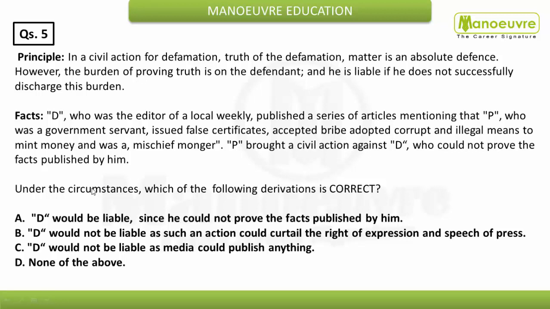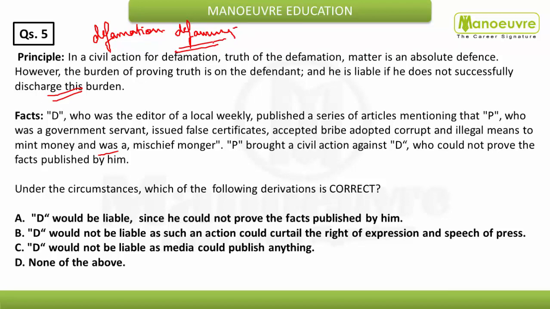Going ahead with the last question. Principle says in a civil action for defamation, truth of the defamation matter is an absolute defense. However, the burden of proving truth is on the defendant and he is liable if he does not successfully discharge this burden. Now, first of all, you should know what is defamation. Defamation is when you are defaming somebody. Okay, when you are lowering somebody's reputation, you are said to defame him.